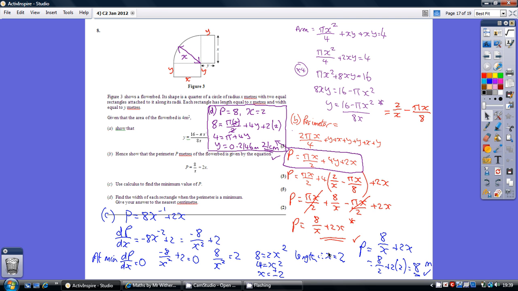Now when x is 2, what is the perimeter? So substitute the 2 into this formula here. Substituting in 2 for this, we get the perimeter being 8.